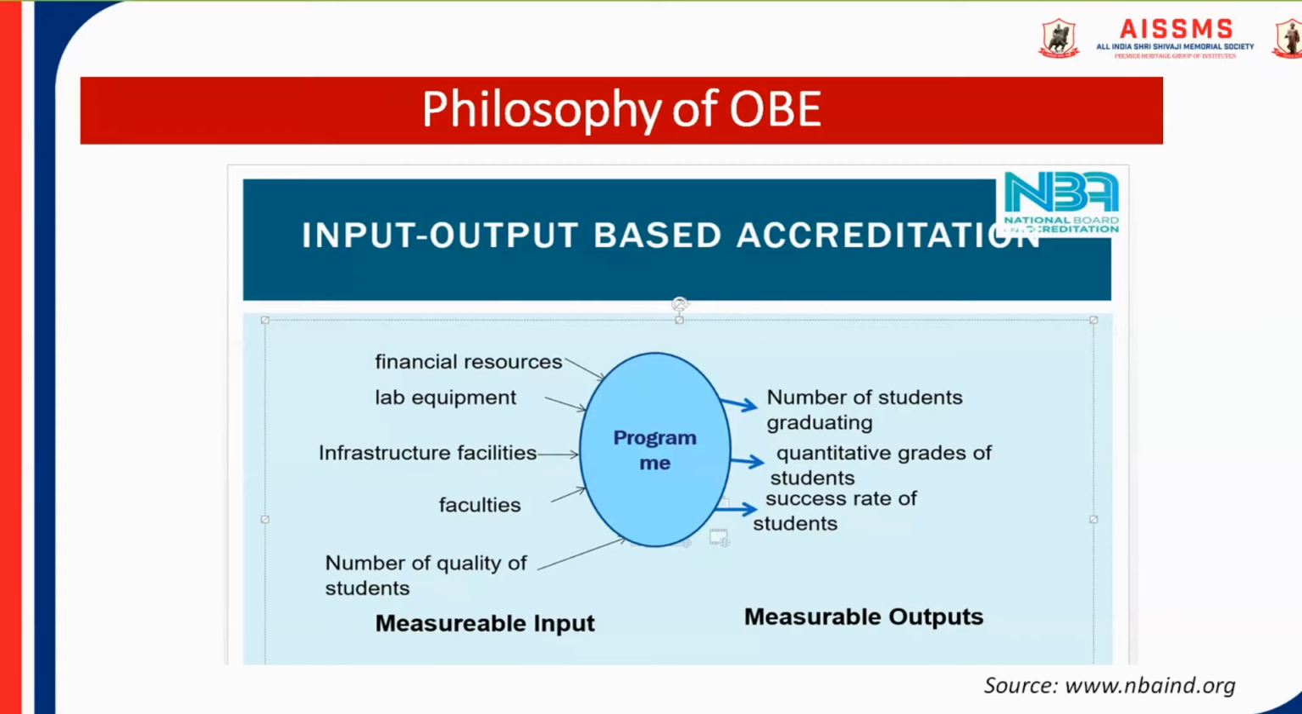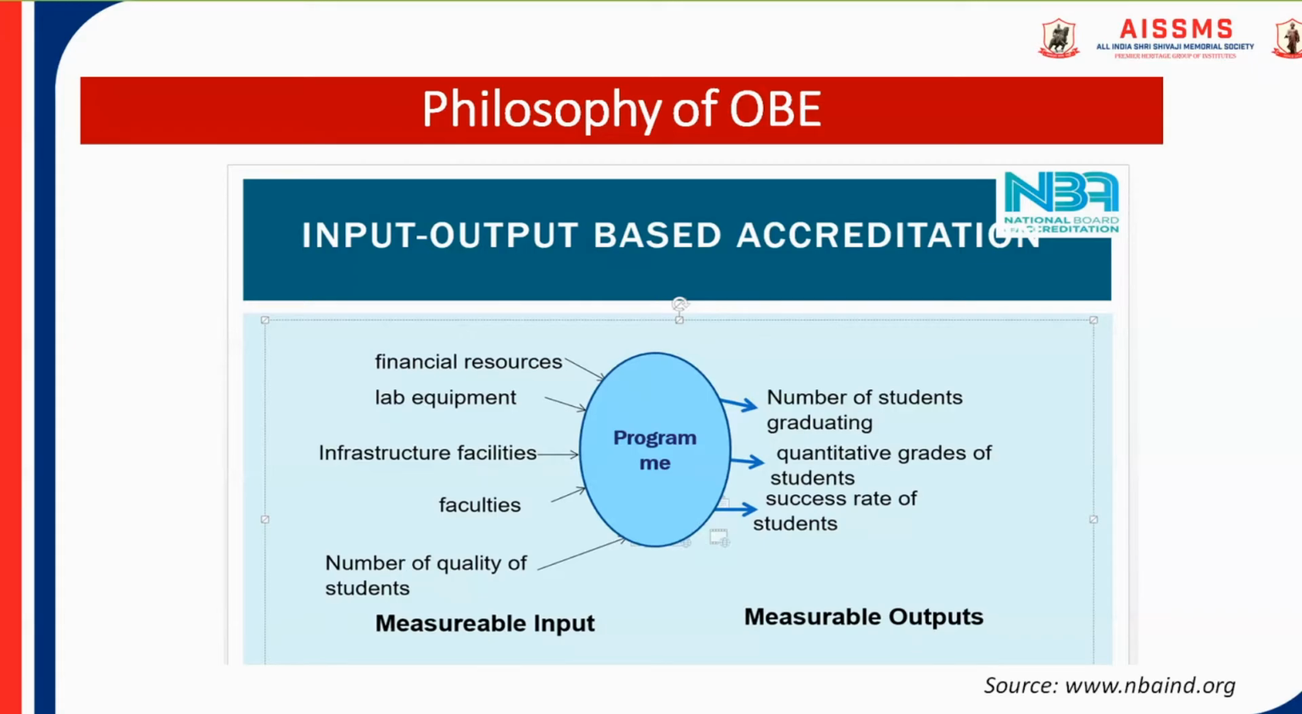All this together impacts what we treat as the measurable outputs. The measurable outputs are the number of students who graduate from a particular institute, their quantitative grades, and the success rate of the students. So this is the basic format of input-output based accreditation, where we give certain inputs and then expect certain outputs. The outputs are all student centric, because each and every institute is looking to offer quality education to their students.